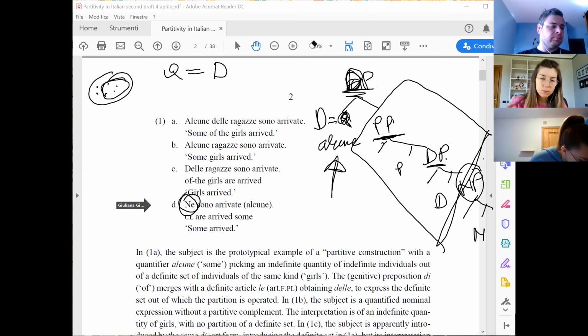Okay, so you see, ne, even if ne seems to be part of this larger partitivity story, if we look at the diatopic. Do you understand the term diatopic?